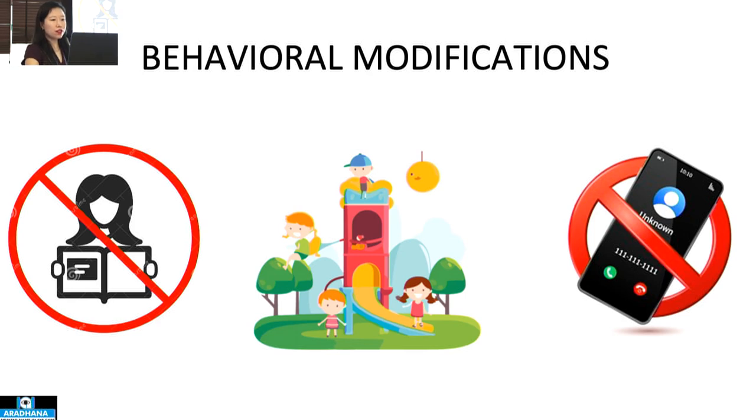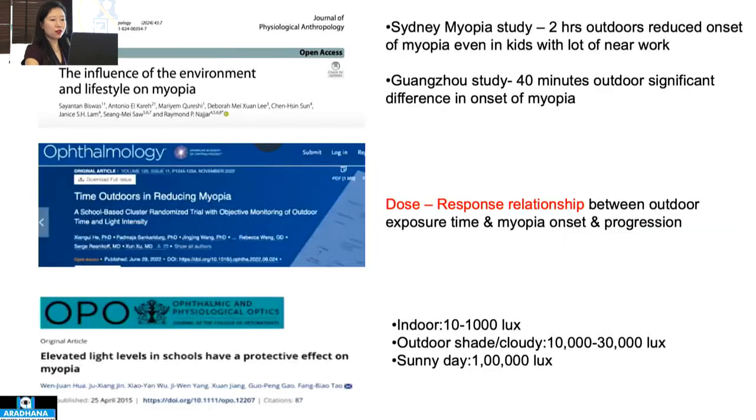Nowadays, our main focus is on lifestyle modification. We know that reading is a good habit, but excessive reading is also not good, and so are digital devices, so we encourage increasing outdoor activities. Studies have been done on the influence of environment and lifestyle on myopia. In the Sydney Myopia Study, it was found that 2 hours of outdoor activities daily reduce the onset of myopia, even if the kids have a lot of near work.